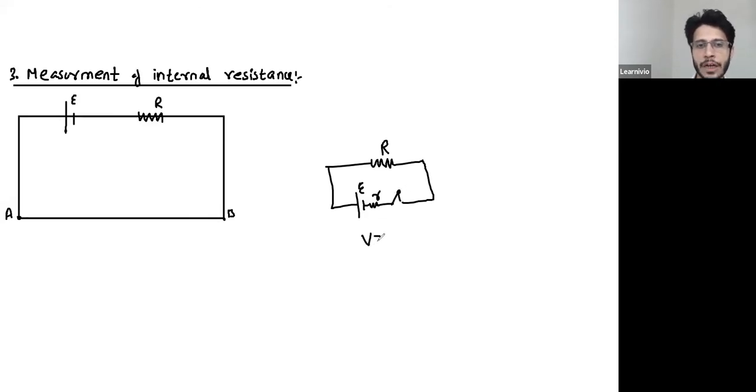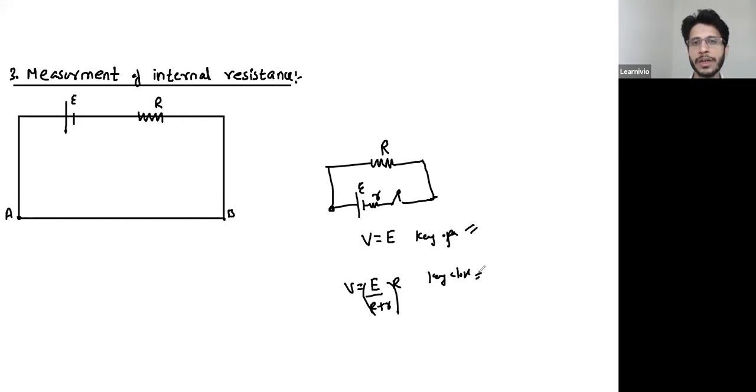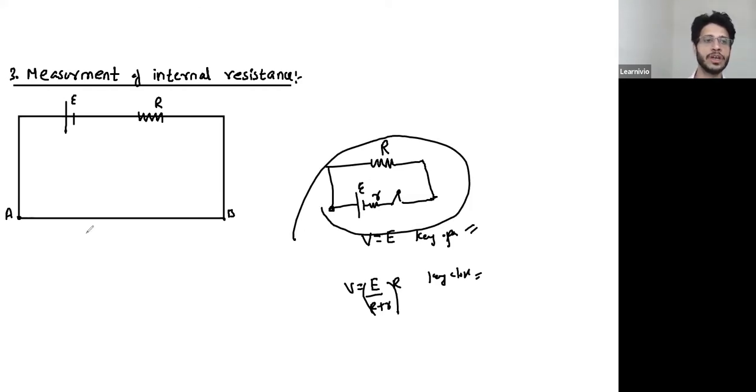The potential difference across the terminals of the cell was E if the key is open. If the key is open, then the potential difference across these terminals is equal to EMF. When the key is closed, then the terminal potential difference was E by r plus R into capital R. This was the terminal potential difference when the key was closed. We did this while doing internal resistance and terminal potential difference. I will use this concept here, so I'm connecting this whole circuit with the potentiometer.